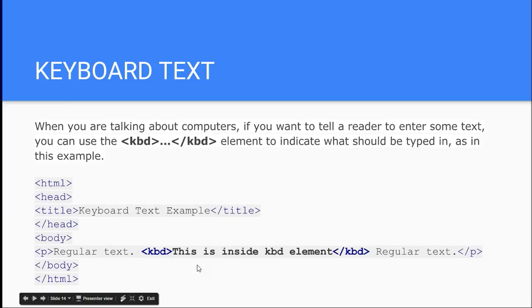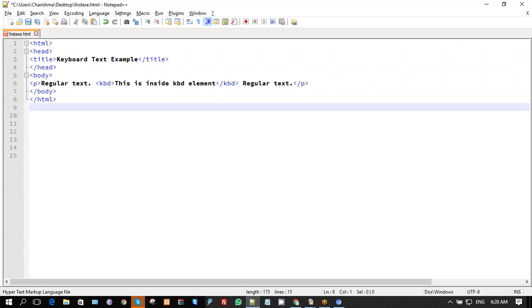This is inside the KBD element. Okay, we'll try this program. The code is here, and you can see a paragraph with regular text and KBD. This is inside the KBD element, and the element is closed here, and the paragraph ends with regular text and is closed. I'm saving this and going to run this in Chrome.